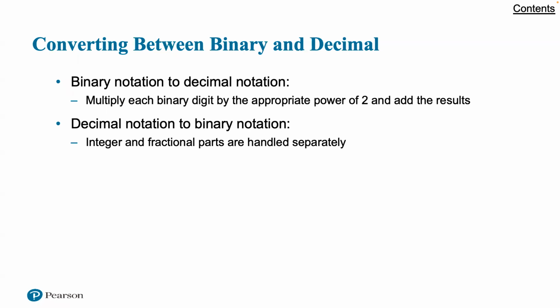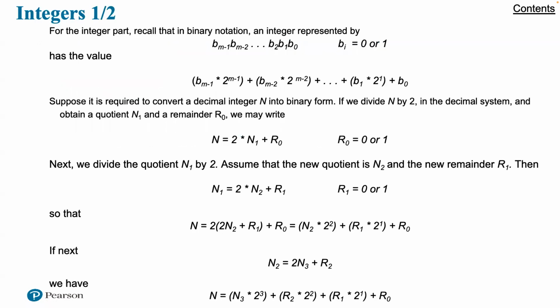It is a simple matter to convert a number from binary notation to decimal notation. In fact, we showed several examples in the previous subsection. What is required is to multiply each binary digit by the appropriate power of 2 and add the results. To convert from decimal to binary, the integer and fraction parts are handled separately. Here we have some more details for integers. For the integer part, recall that in binary notation an integer is represented by this type of system.